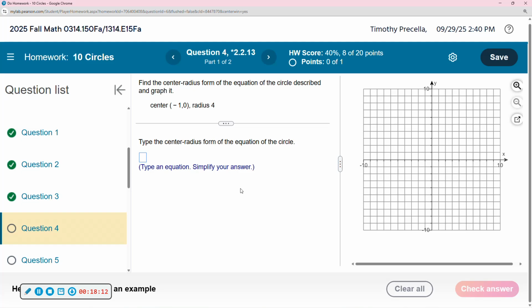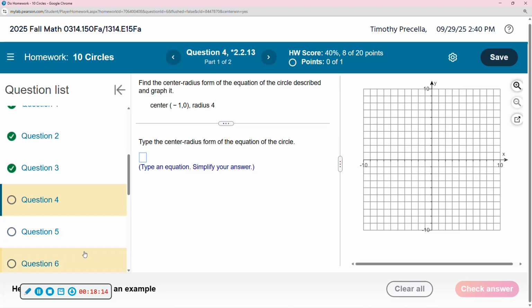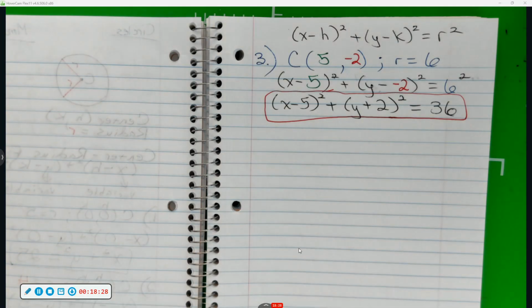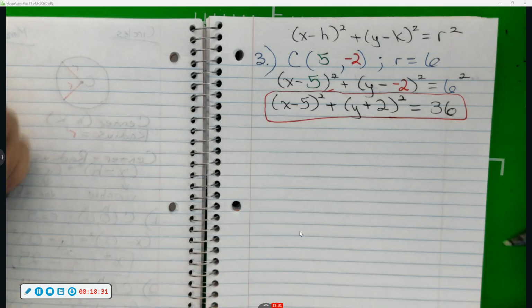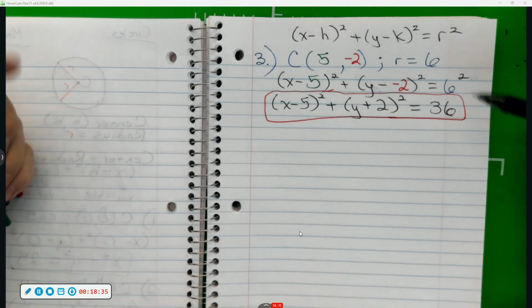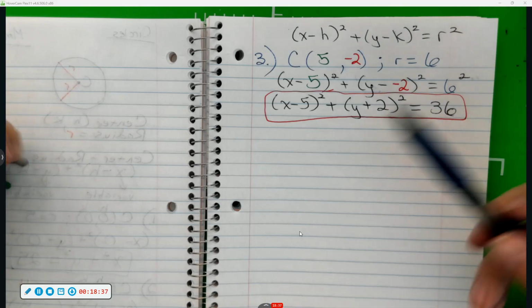Go to number 6. Number 4 and 5 are the same as what we've been doing. Look at this one, number 6. They want us to graph the circle. Let's look back at my writing on number 3. In algebra, I've said this before, you do it one way, then you do it in reverse. That's always the truth, the pattern.